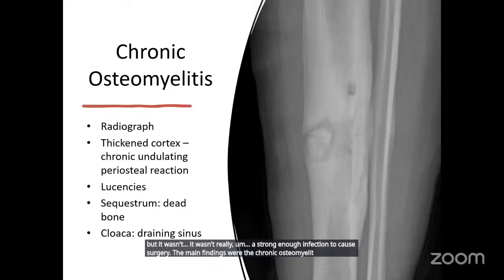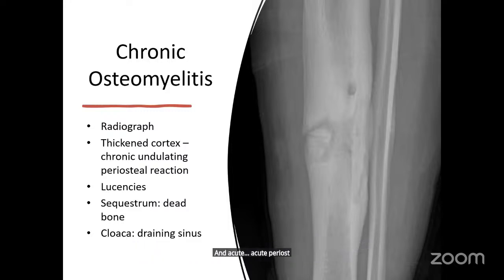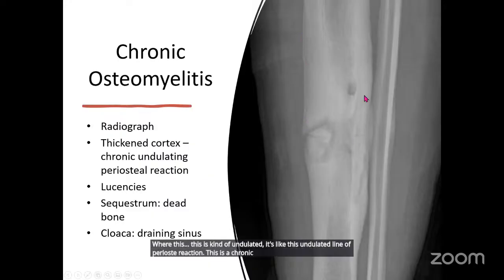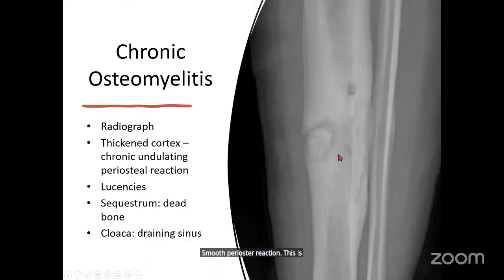And those findings are thickened, undulated, chronic periosteal reaction. I mentioned earlier the difference between periosteal reaction that's chronic and acute. Acute periosteal reaction is kind of feathery and incomplete, where this is kind of undulated. It's like this undulated line of periosteal reaction. This is a chronic periosteal reaction. And it's the same here. You get this kind of thickening of the cortex and these undulating, smooth periosteal reactions. This is periosteal reaction that's been there for a long time.